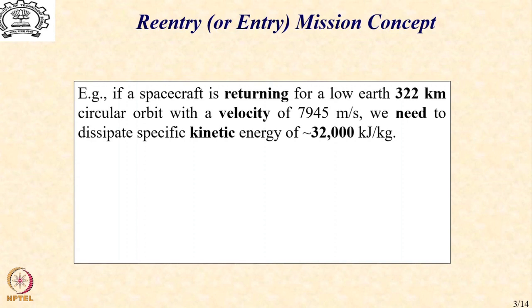So, if we assume that a spacecraft or a capsule is returning from a low Earth orbit of 322 km, circular in nature, typically such orbits will have a velocity close to about 8000 meters per second, and this represents a specific kinetic energy of the order of 32000 kilojoules per kg, that is total kinetic energy per unit mass. It's not very clear from this number whether this is large or small.